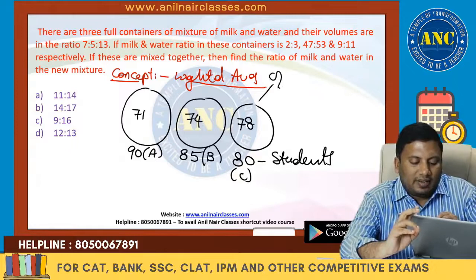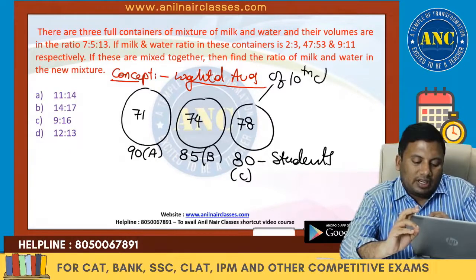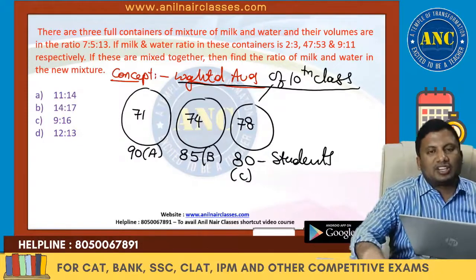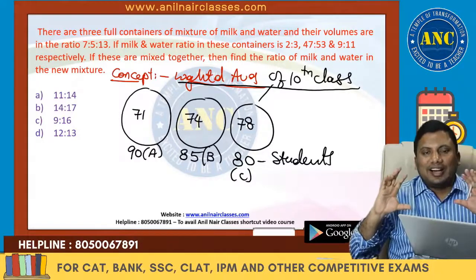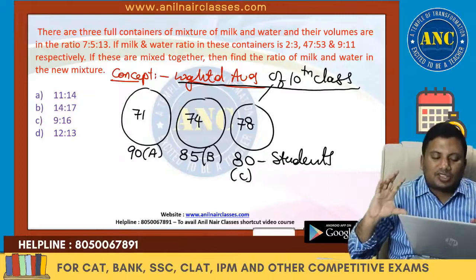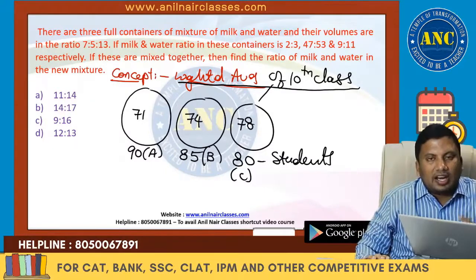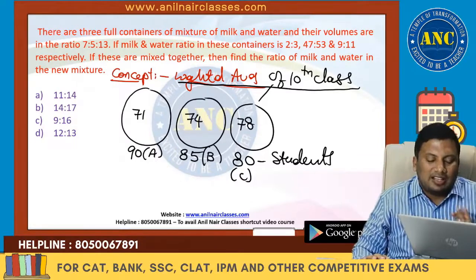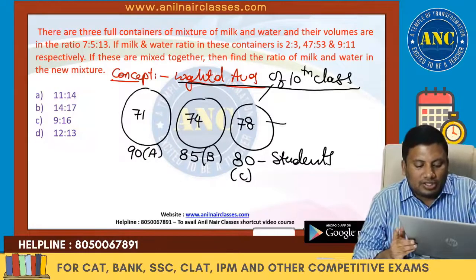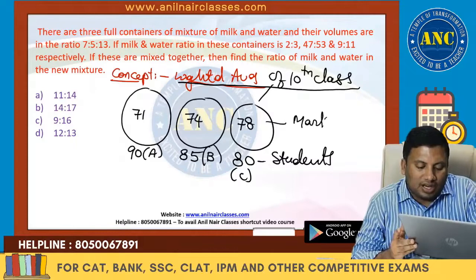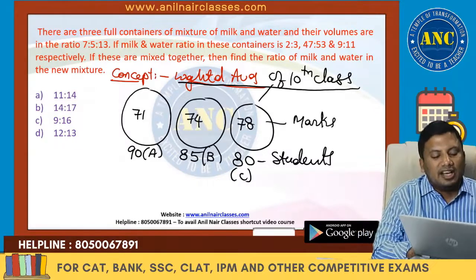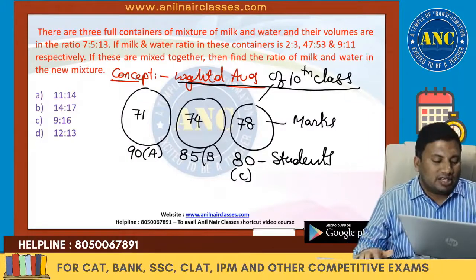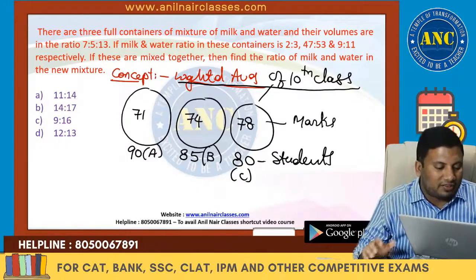Find the weighted average of 10th class if the 10th class has three sections, section A, section B and section C. There are three classes under a section: class A, class B, class C. In class A there are 90 students, class B there are 85 students, class C there are 80 students. The average marks of students in class A is 71, class B 74. If I take all the three sections, what is the weighted average of 10th class?